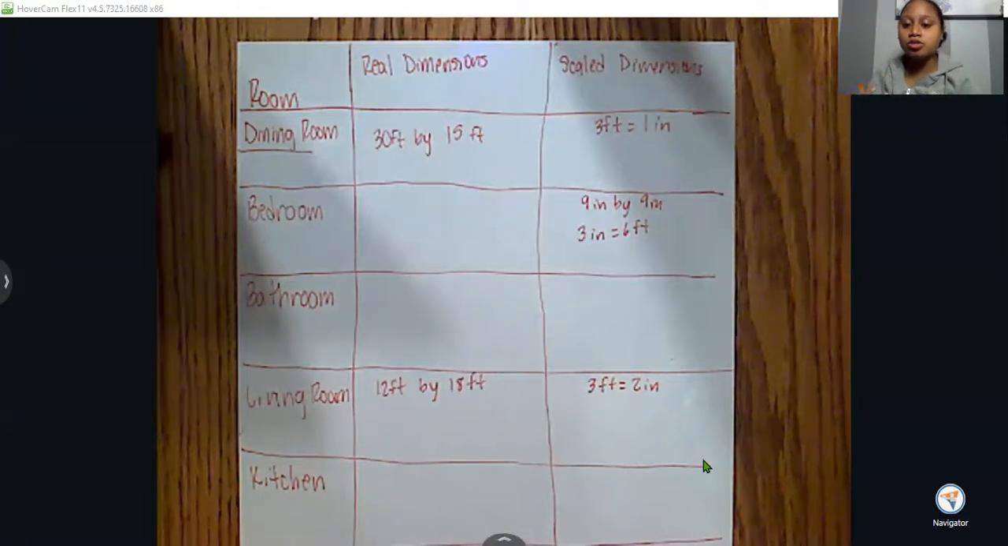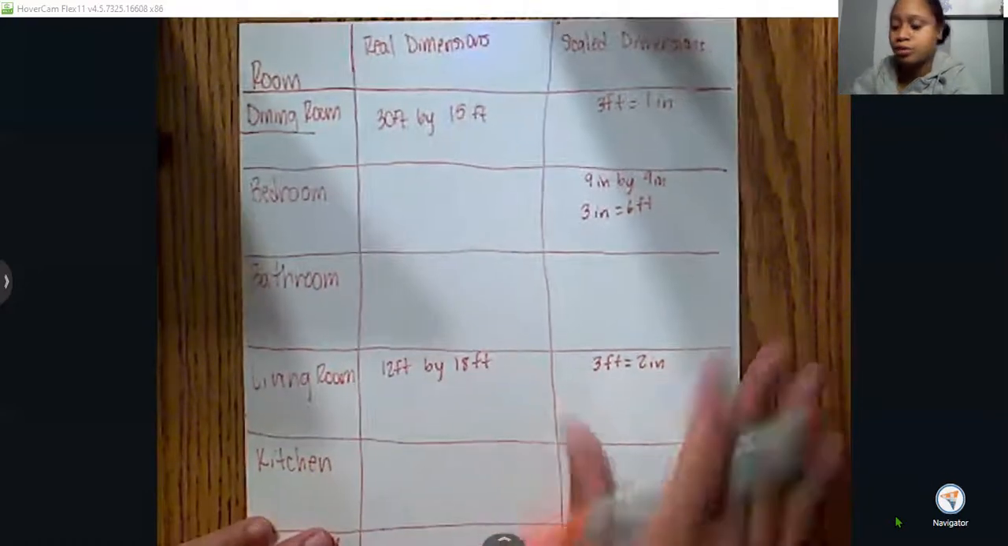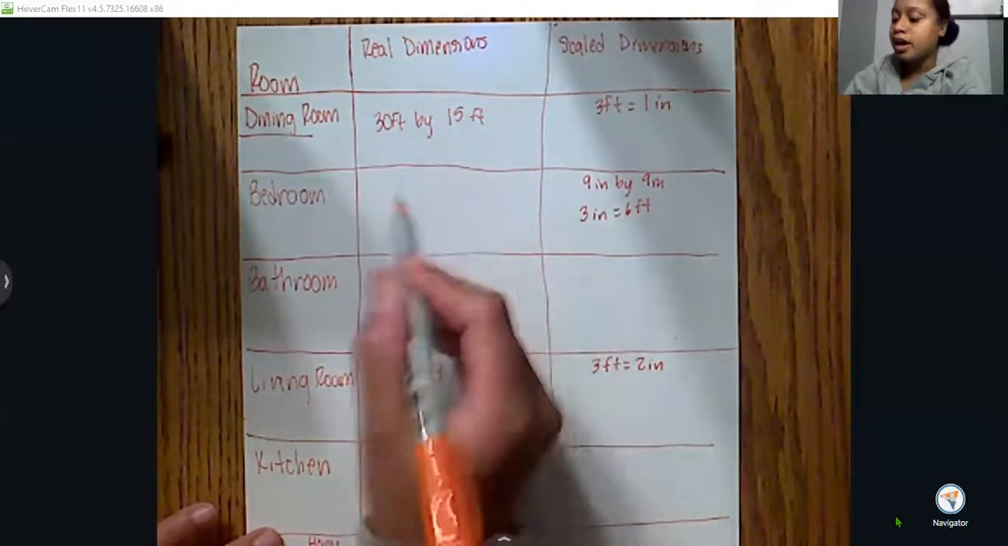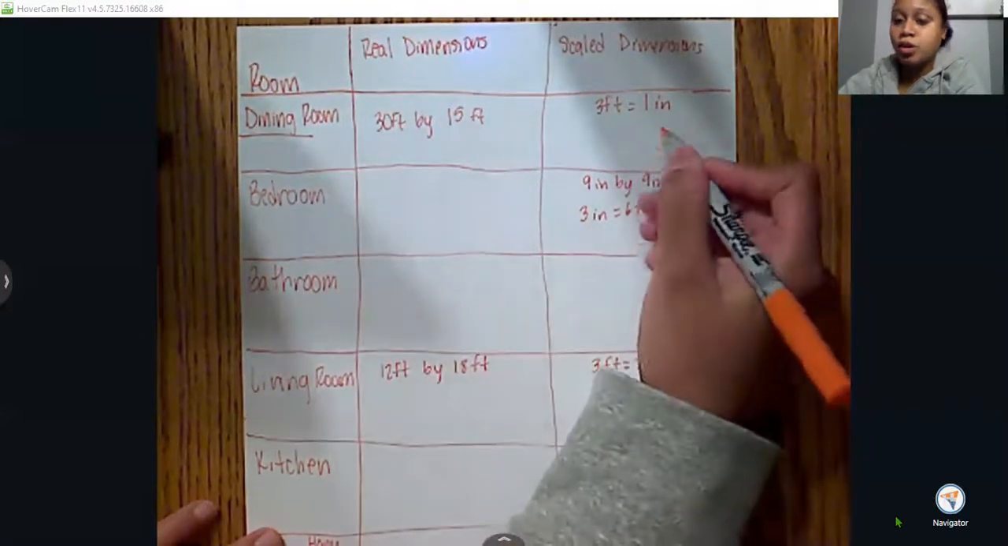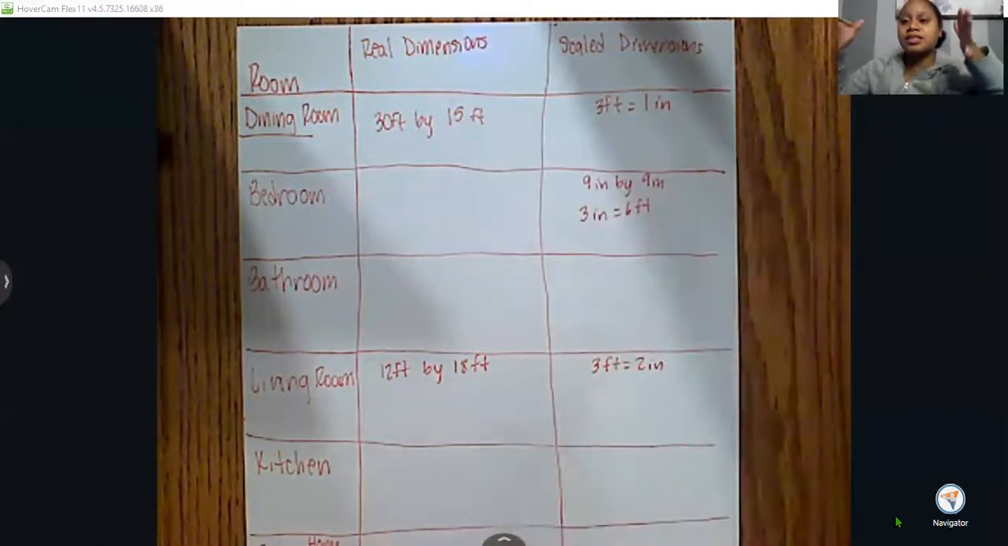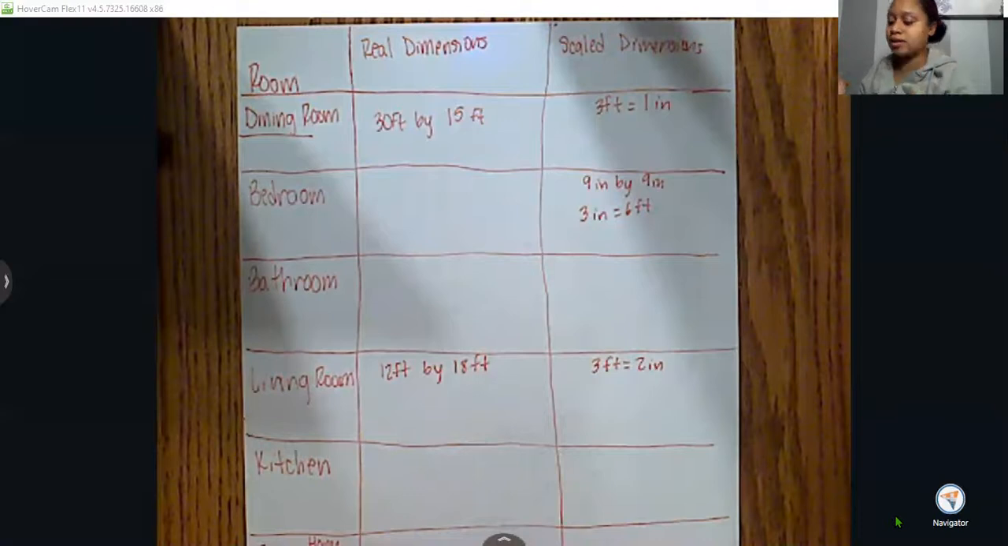So, we need to take a look here. I have a couple of examples on here for you. We have the dining room, which is 30 feet by 15 feet. And the goal is to figure out what this would be in inches. Ideally, it should be the same shape, but just a little bit smaller in inches. So let's take a look at how we do this mathematically.